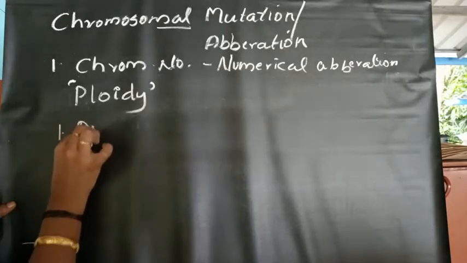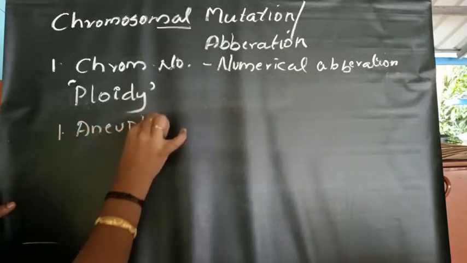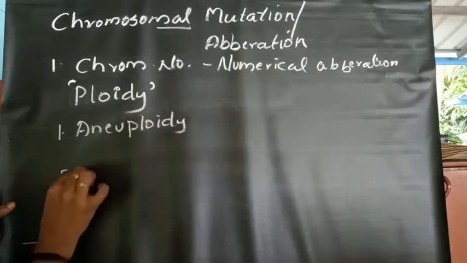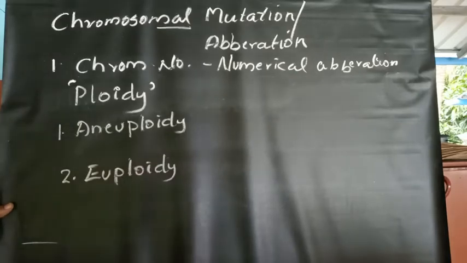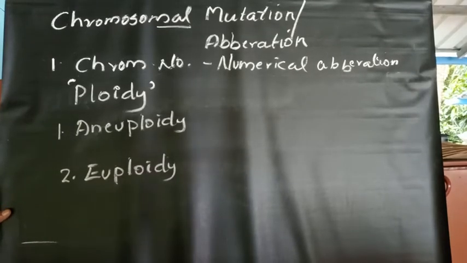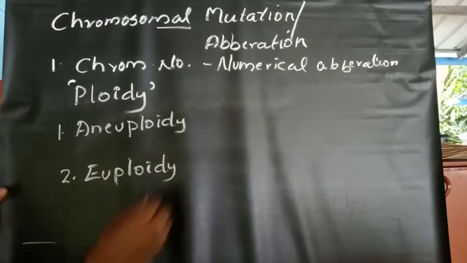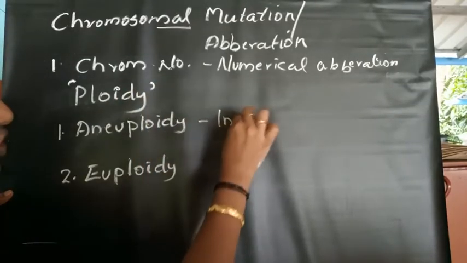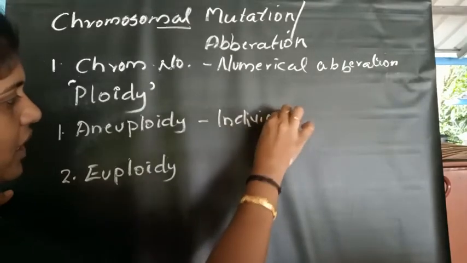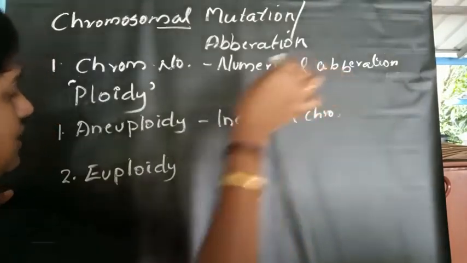First one, aneuploidy, and second one, euploidy. So what is aneuploidy? The ploidy change which involves individual chromosomes within a diploid set. Anything that happens to an individual chromosome is called aneuploidy. Aneuploidy means either addition of an individual chromosome or deletion of an individual chromosome.